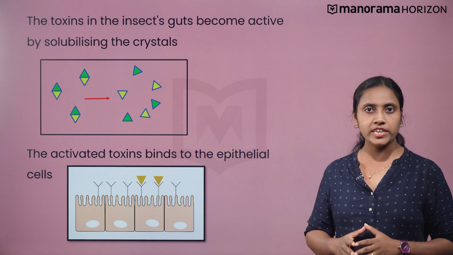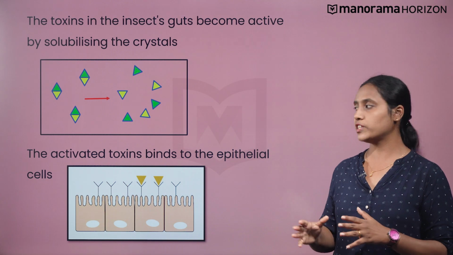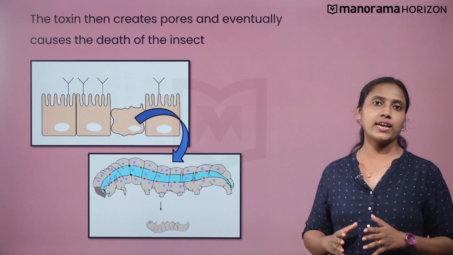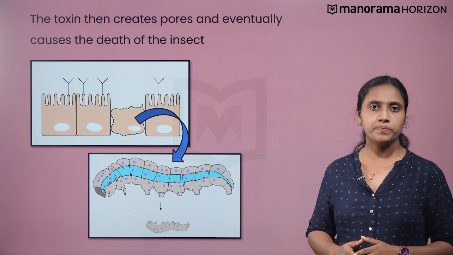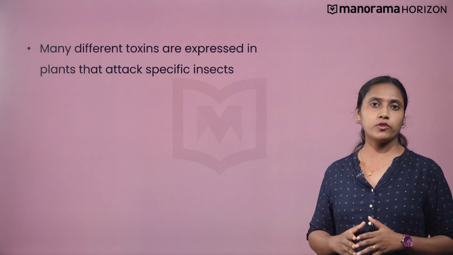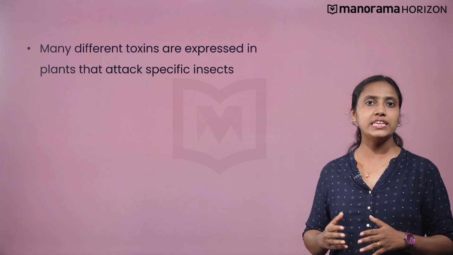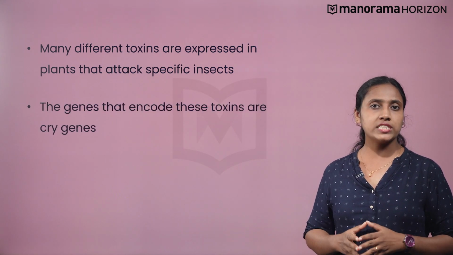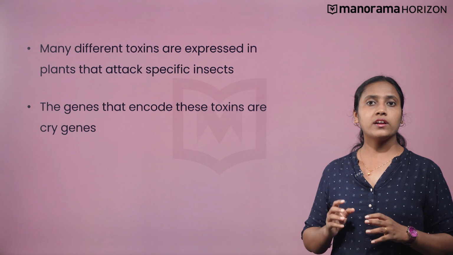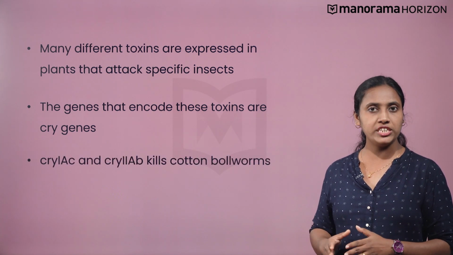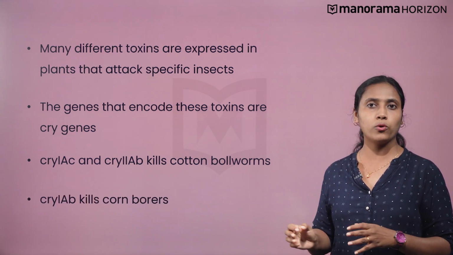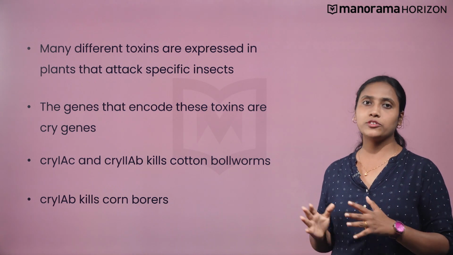Once the toxins get activated, they bind to the epithelial cells on the surface of the midgut. The toxin eventually creates pores that cause the swelling and lysis of the cells, by which the insect dies. As said earlier, this toxin acts on specific insects only. Many different types of toxins are expressed in plants depending upon the insects that attack them. The genes that encode these toxins are commonly named Cry genes. There are the Cry1Ac gene and Cry2Ab gene that control cotton bollworms, the Cry1Ab gene that controls corn borer, etc. This was about the Bt toxin resistance.